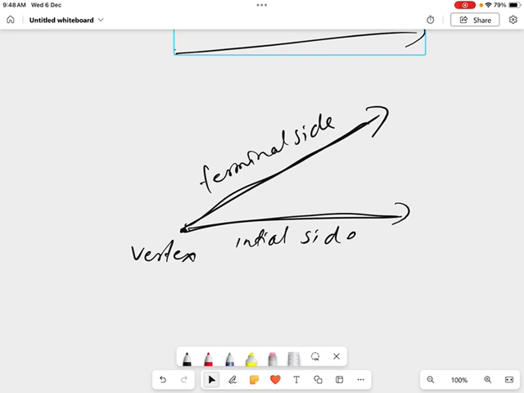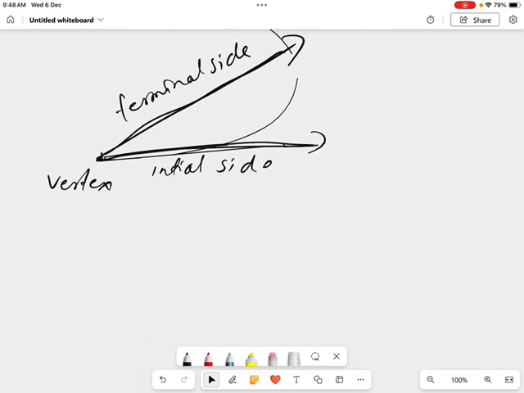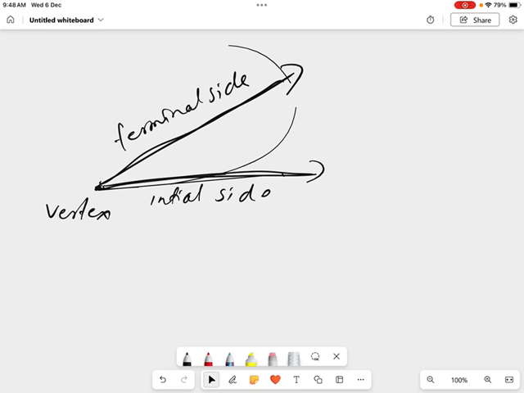That means it is the rotation of a ray from one position. This is the rotation of a given ray from one position to another around the starting point. This is the starting point. The rotation of the given ray from one position to another around the starting point is called an angle. This is the initial side, this is the terminal side, and the origin or common point is called the vertex. The initial side and terminal side are the arms of the angle.